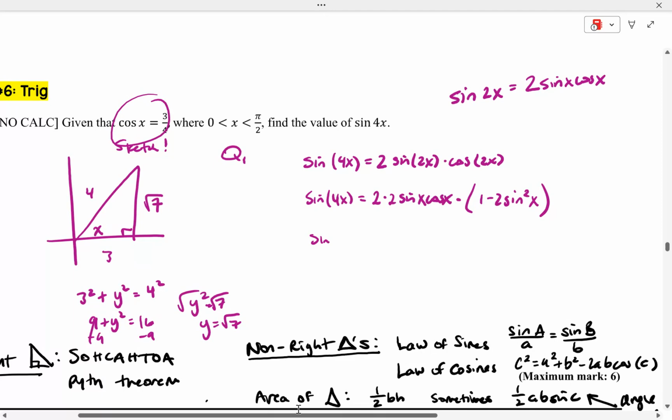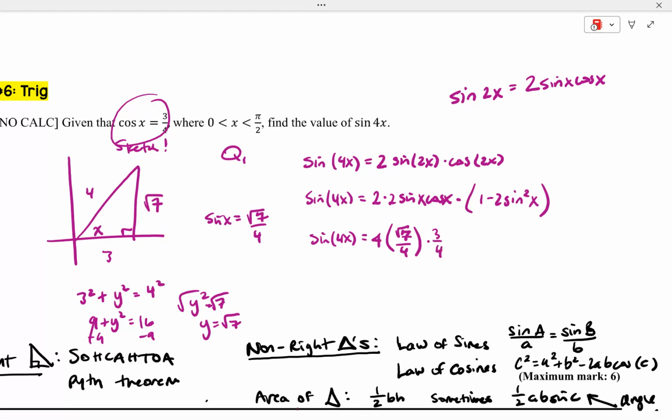Yay. It's right there. So now we get sine 4x equals 4 times, and sometimes kids like to put in the ratio for sine. The sine of x is equal to the ratio, so sine of x is opposite over hypotenuse. Then cosine of x is 3 over 4, times 1 minus 2 sine squared, which is rad 7 over 4 squared. And then now it's just some algebra.